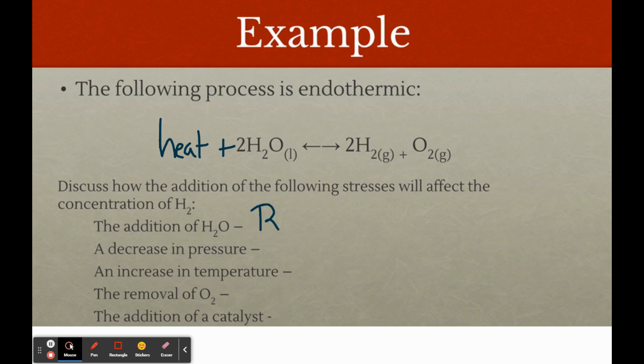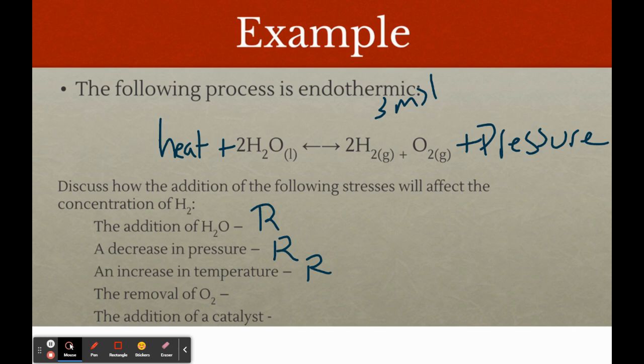The next one says a decrease in pressure. So we have to first figure out which side of the reaction has more moles of gas. On the left side, we only have liquid. On the right side, we have 3 moles of gas. So go ahead and write plus pressure on the right side. So if we decrease the pressure, the reaction will shift towards where the pressure is written. So this will shift to the right. If we increase temperature, heat is written on the left side, so that will shift the reaction to the right as well.